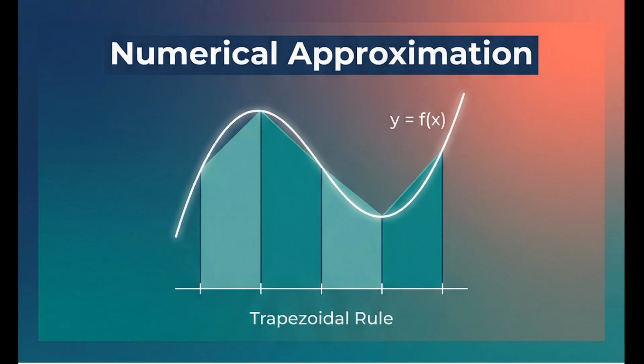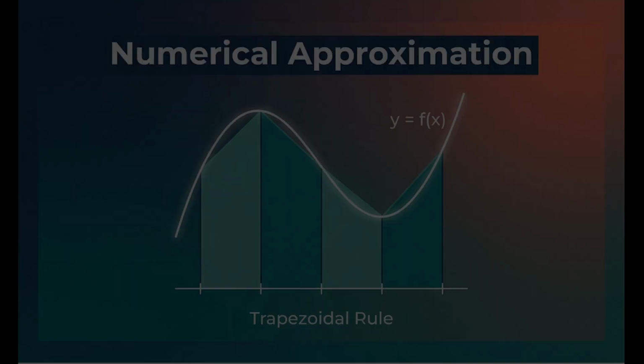Not every function can be integrated analytically. In these cases, we use numerical methods like the trapezoidal rule. We approximate the area under the curve using geometric shapes. The more shapes we use, the smaller the width, and the closer our approximation gets to the true value.